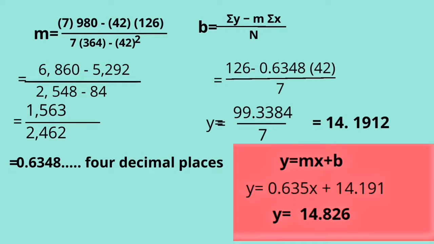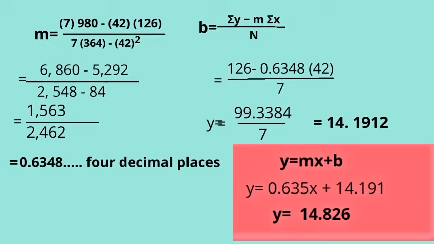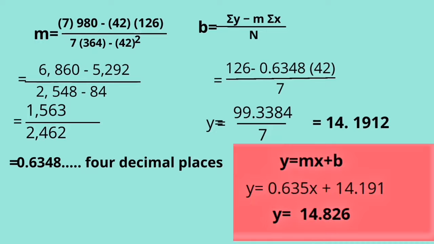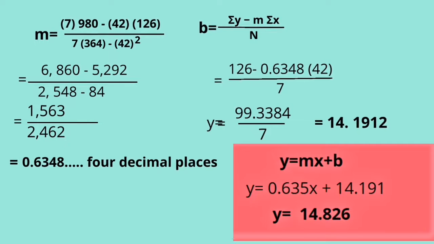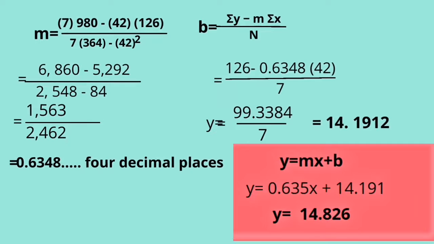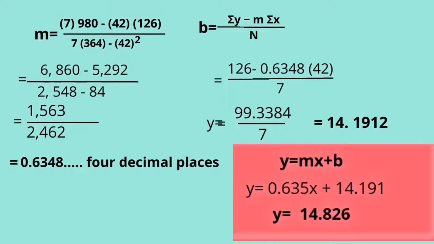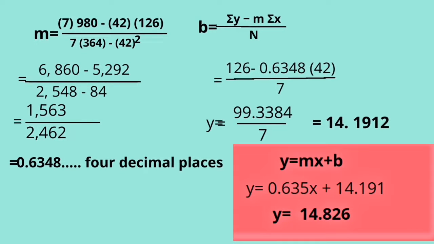And of course, we need the formula of b, where b is equal to the sum of y 126 minus m. Our m is 0.6348 multiplied by the sum of x 42, divided by 7. That is equal to 99.3384 divided by 7, which is equal to 14.1912 for 4 decimal places. So in the formula y is equal to mx plus b.